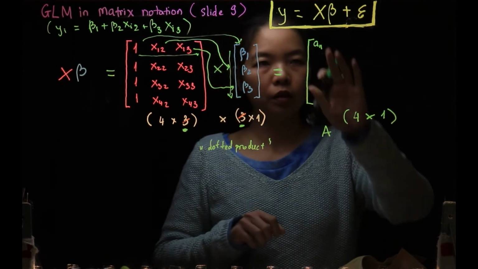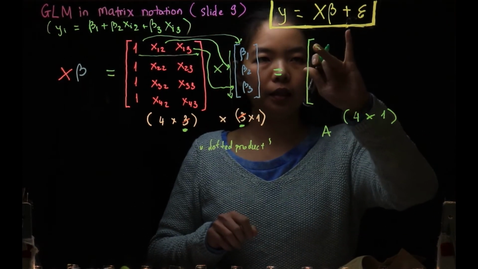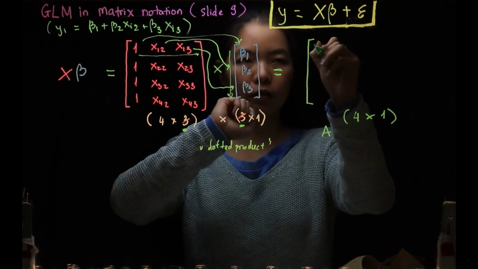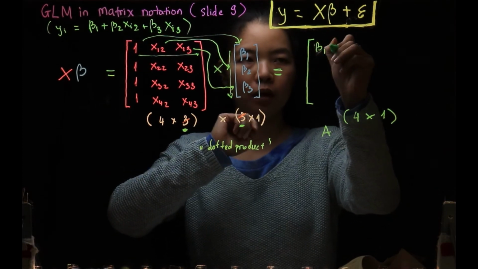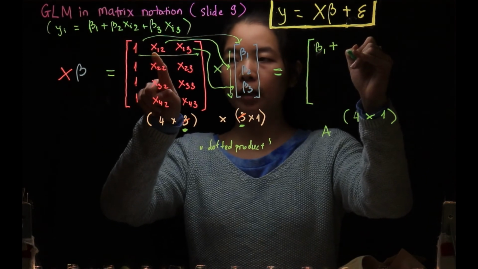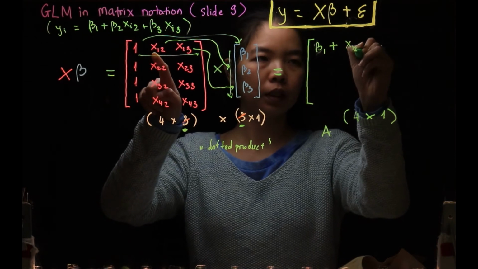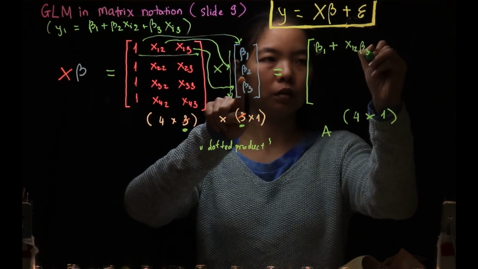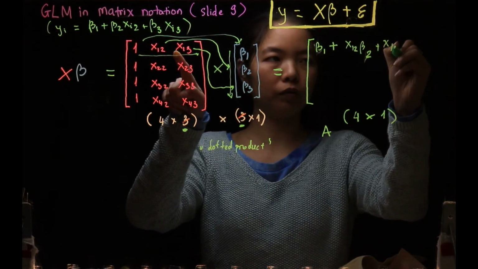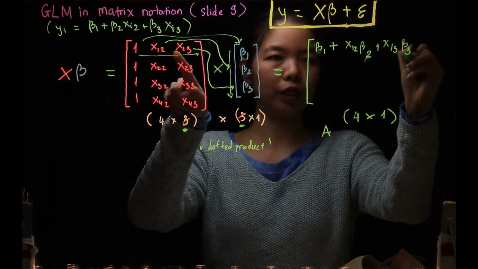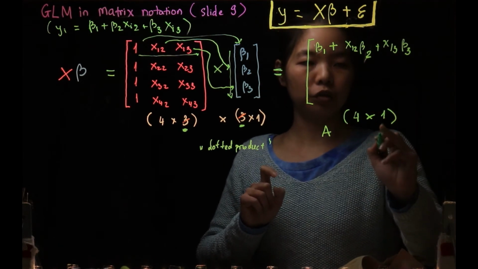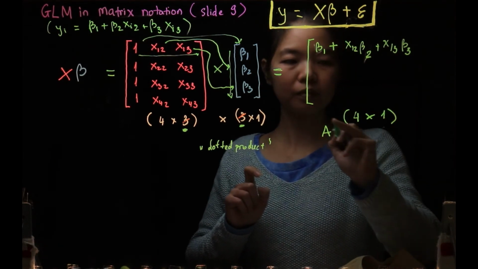Okay, so now I can delete this and actually write the result here. 1 times beta 1 equals beta 1, summed with the second element of the first row, x12 times beta 2, and then plus similarly x13 times beta 3. So that is for the first element. Now each row has only one element, but we have 4 rows.